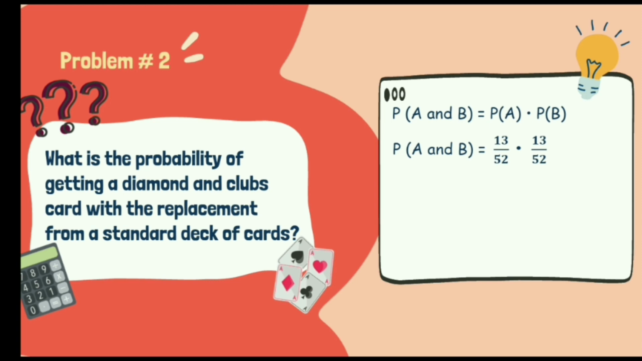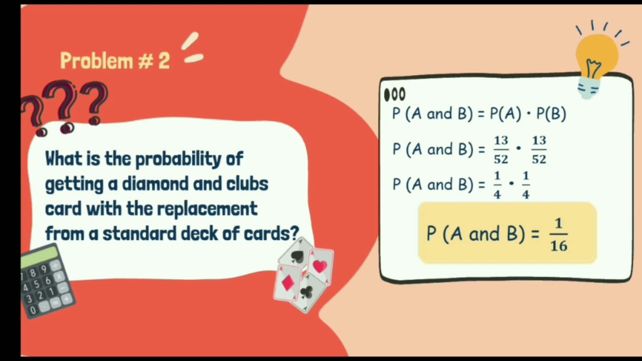The probability of getting clubs card is also 13 over 52. 13 is equal to the number of clubs card in a standard deck of cards, and 52 is the total number of cards. Simplify the given by dividing both numerator and denominator by 13, and we will get 1/4. Then, we will just need to multiply this given. 1 times 1 is 1, and 4 times 4 is 16, which is a total of 1 over 16. Therefore, the probability of getting a diamond and clubs card in a standard deck of cards is 1 over 16.